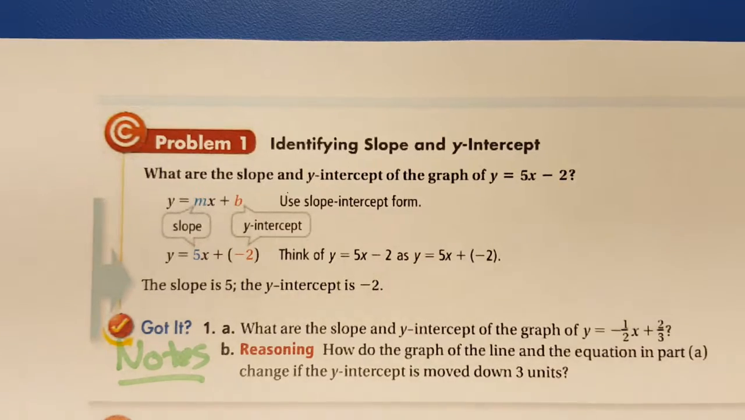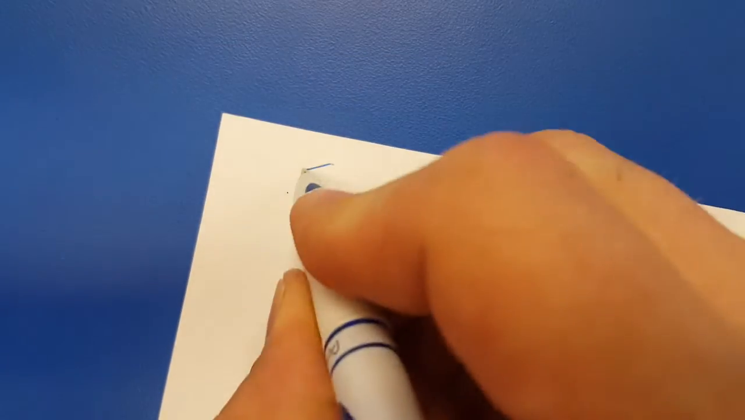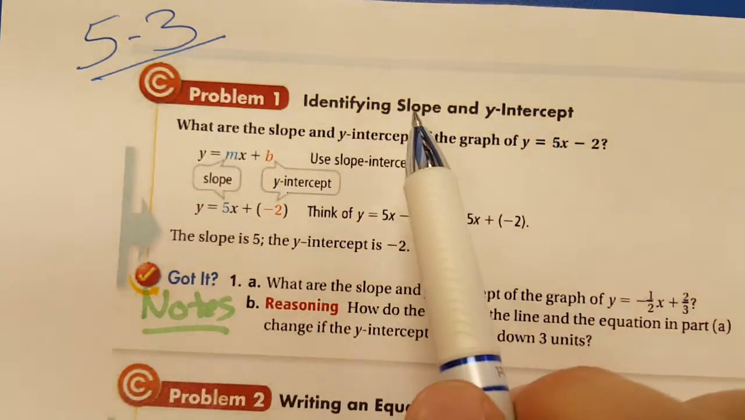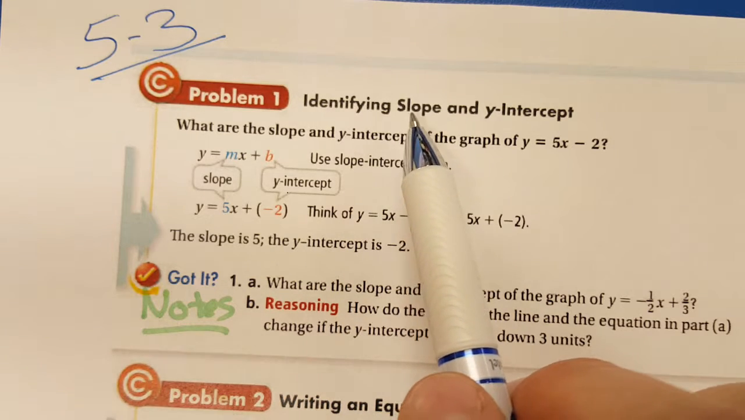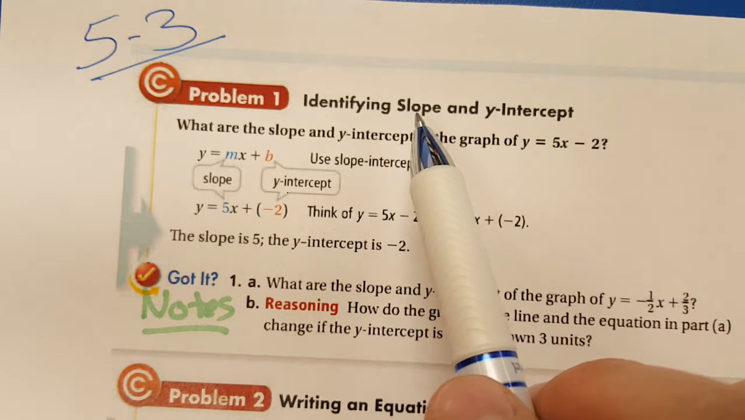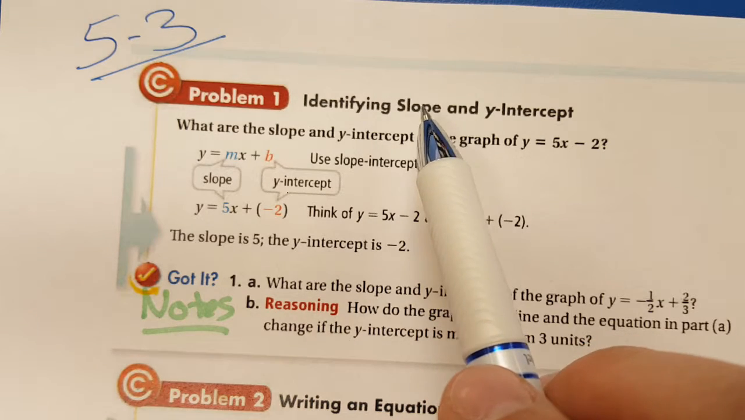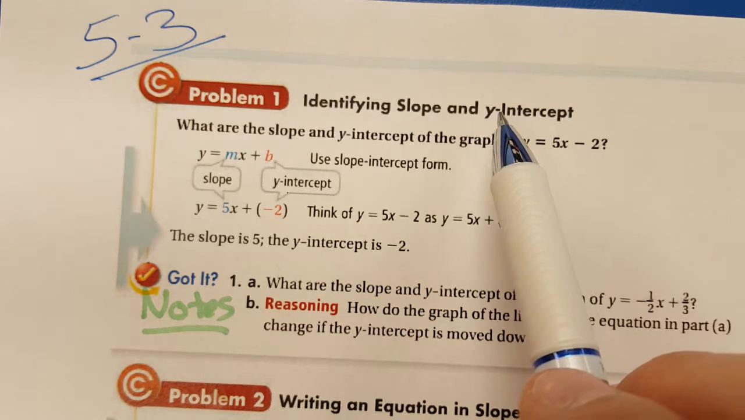All right, students, we're going to talk about the 5-3 notes. We're talking about slope-intercept form. So slope, we've talked about that before. That's how you move. That's how mathematical stories change with movements, adding or subtracting and moving left to right. Today we're going to talk about the y-intercept.